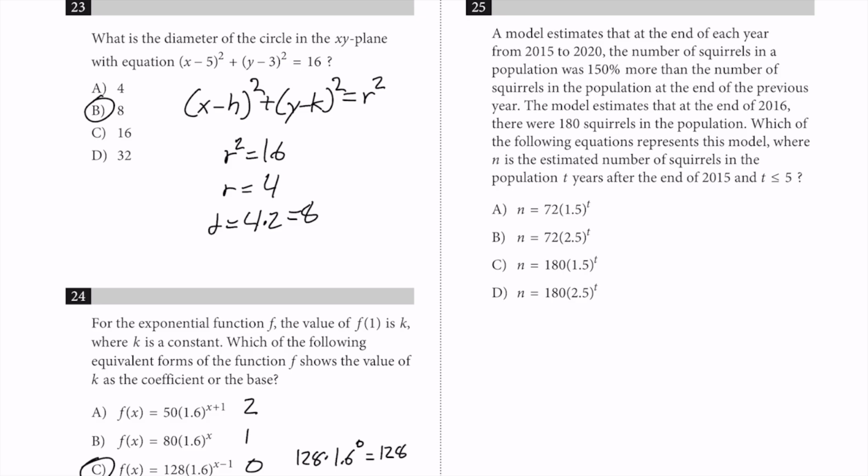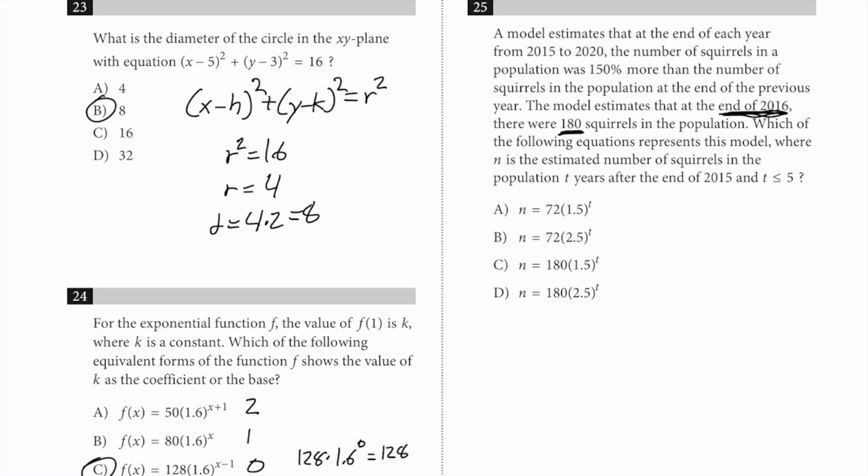So one thing to note is this 180 is for the end of 2016, not 2015. So if we're modeling at the start of 2015 or the end of 2015, we would not use the number for the end of 2016. So that means neither of these can be correct. So now we know that we have 72 is our starting number because it's the only option here. And one way to find your rate of increase is to just take these and divide them. So 180 divided by 72. And that will just give you 2.5.